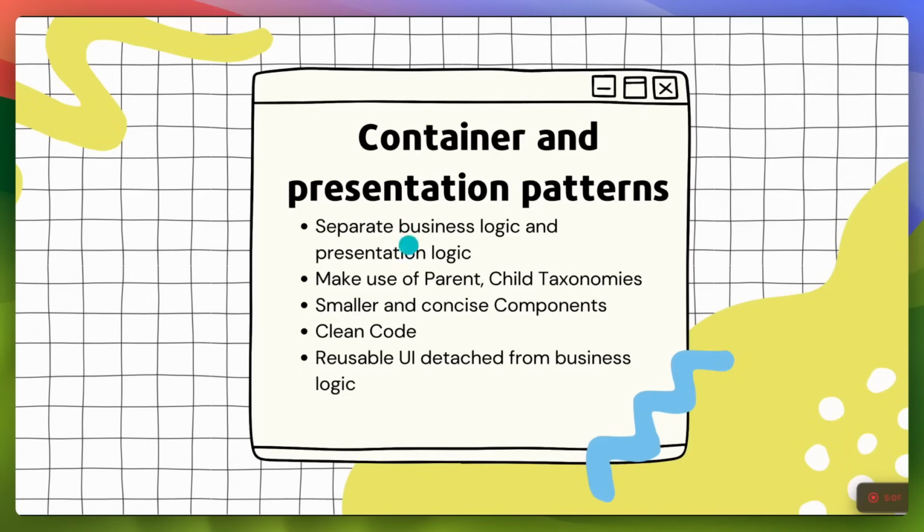So to recap, container and presentation pattern helps you separate business and presentation logic. To do that, you make use of the parent-child taxonomies, and this helps you create small and concise components, resulting in cleaner code. And it allows you to reuse your UI code at other places without reusing the same business logic, right? Now let's move on to our second design pattern.